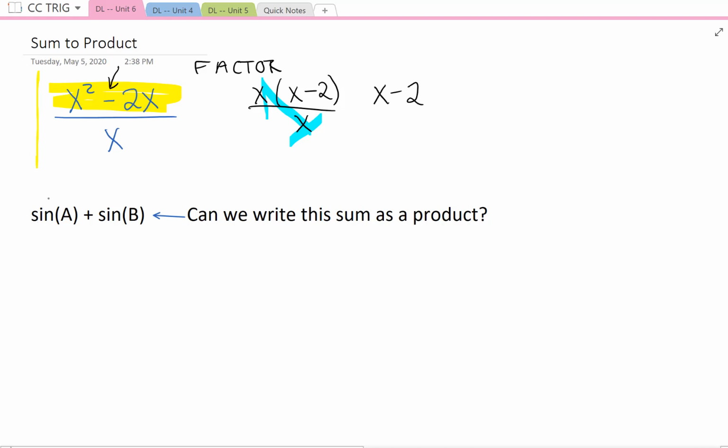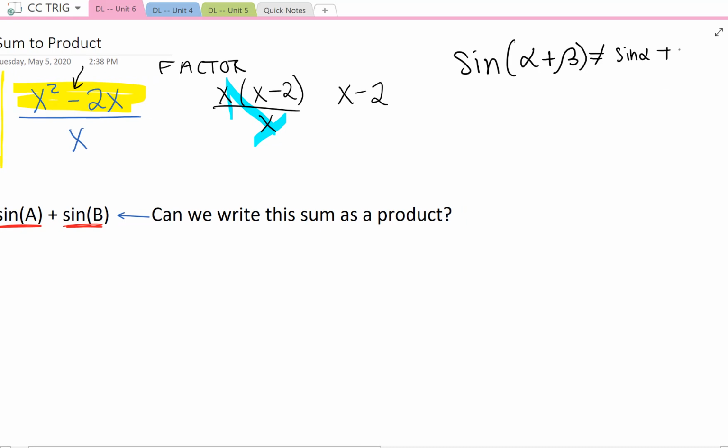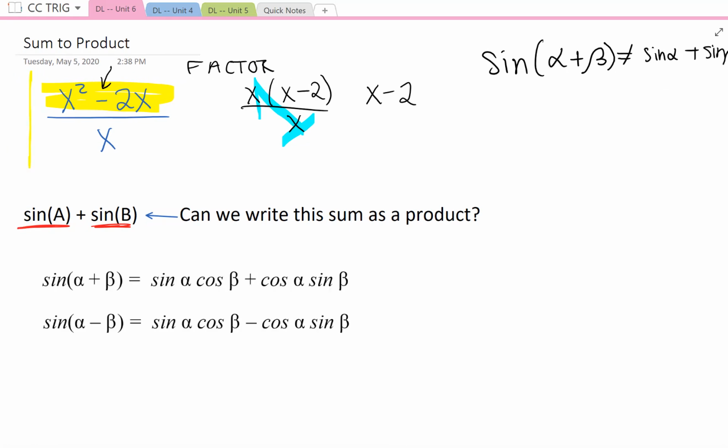What if we have a sum of sine of two different angles? Sine of A plus sine of B. Is there a way to rewrite this as a product? Please note, sine of something like alpha plus beta does not equal sine alpha plus sine beta. We have an expression that is equivalent to sine of alpha plus beta.